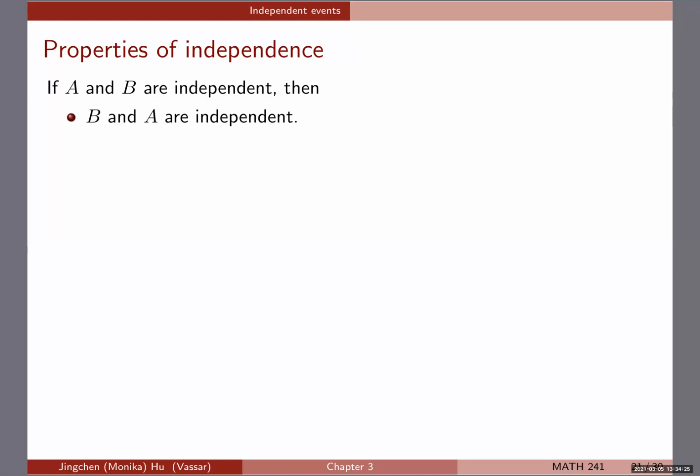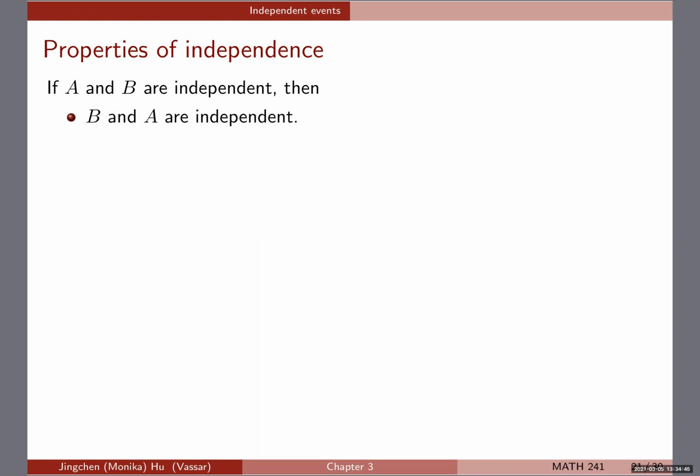Okay, so after covering independent events, we're ready to talk about some properties of independence. And they can be really handy, as you will see. In a lot of ways, in many cases, we have been using them unconsciously already. So now we're good to go over them formally. Okay, so first one: if A and B are independent, then B and A are independent.